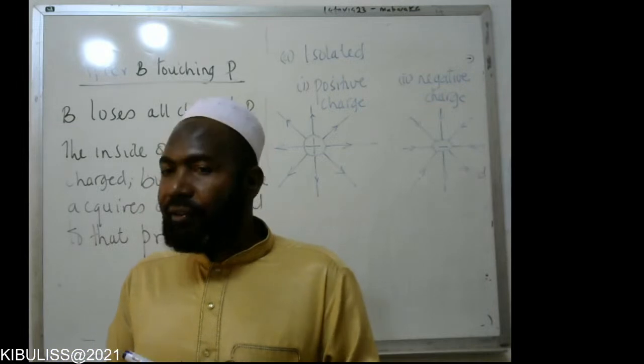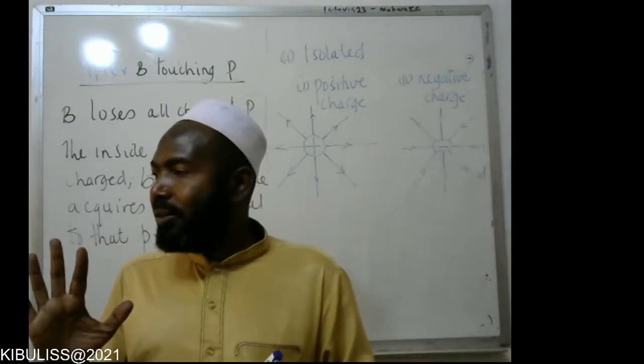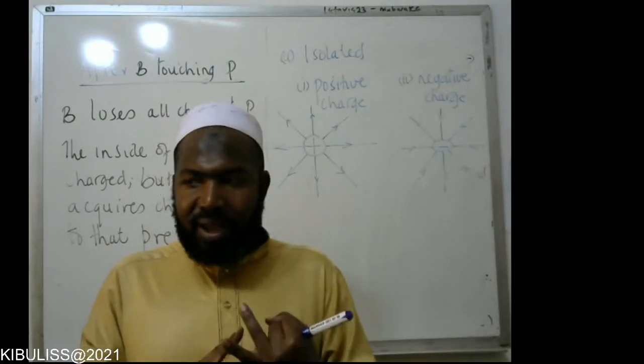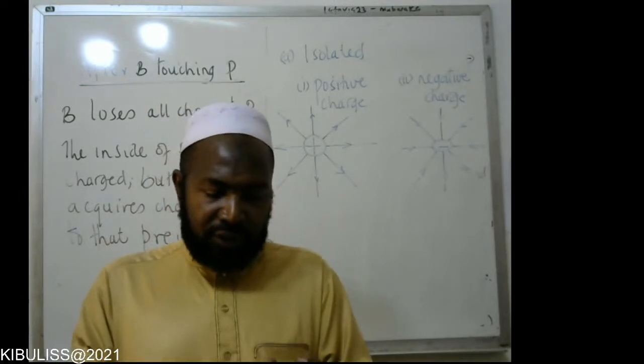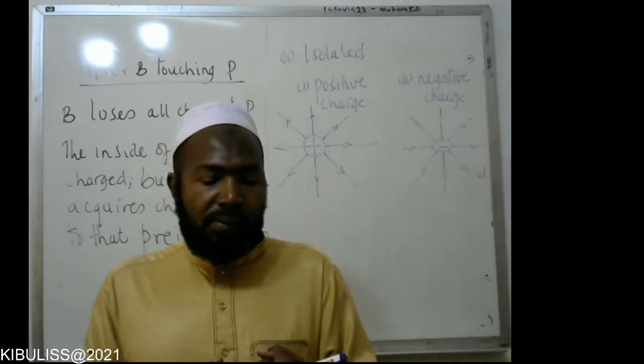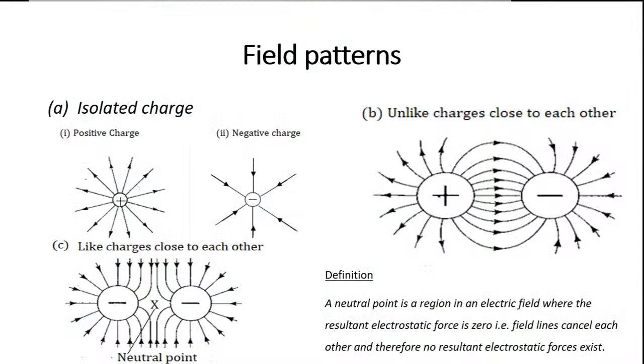Now you need to know that when you are drawing these patterns, 4 items have to come to your mind. 1, direction of the electric field. 2, pattern of the electric field. 3, position of the neutral point, if any. And 4, magnitude of the electric field. The magnitude of the electric field is represented by the number of field lines. For example, if we draw 10 field lines on one side and 5 field lines on the other side, it implies that the magnitude of charge on the 10 is much higher than that on the 5.